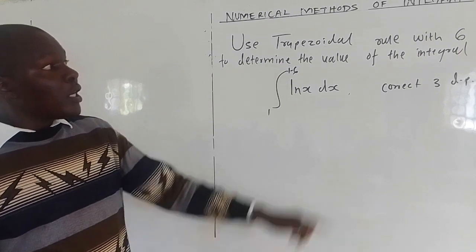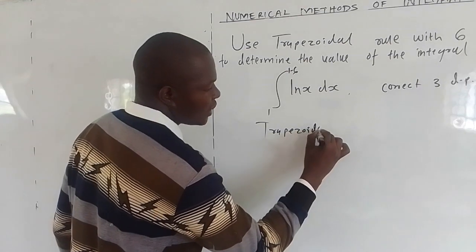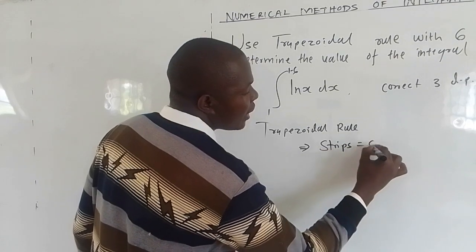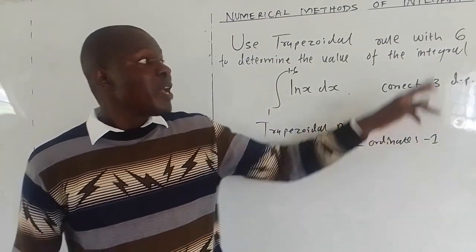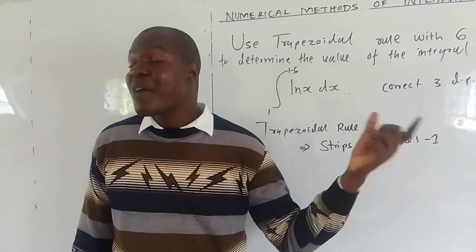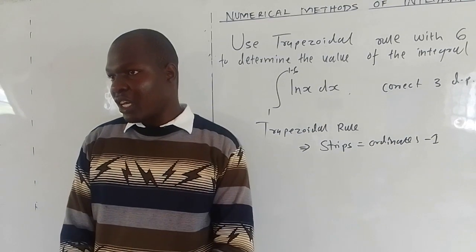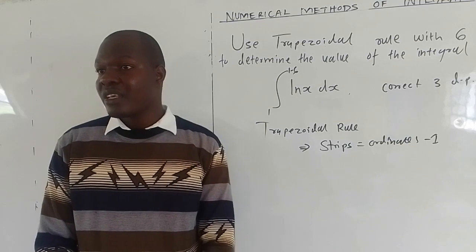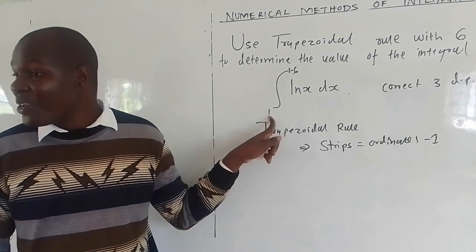So the first step, as usual, you fix the calculator to 3 decimal places. Then, in the trapezoidal rule, the number of strips is the same as the number of ordinates minus 1. So when we have 6 intervals, because each strip has its own interval, 6 intervals means 6 strips, or 6 parts. So if strips are 6 in the trapezoidal rule, how many ordinates are those? 7 ordinates, and the trapezoidal rule starts exactly at this point.